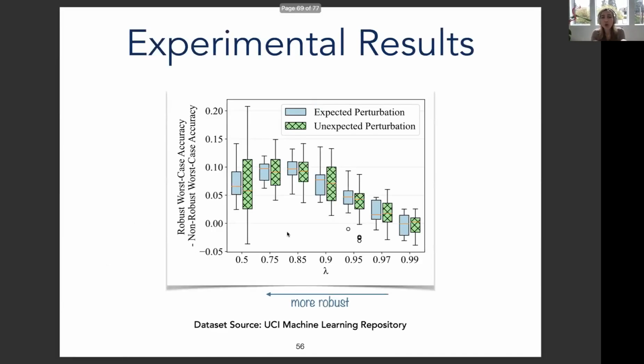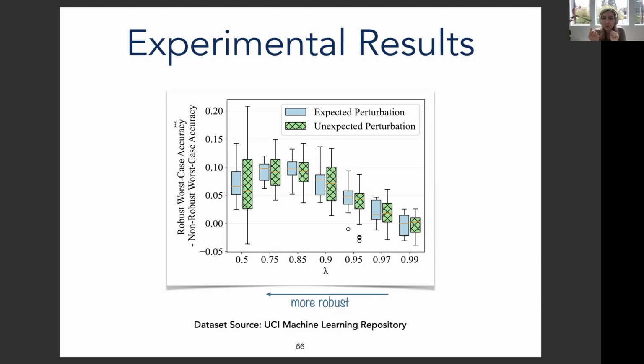And here we're showing, as we vary lambda, the smaller lambda, the more robust our problem, the difference in the worst case accuracy of our approach, less the worst case accuracy of non-robust classification trees. Okay? So what we'd like in this graph is to be as high up as possible.